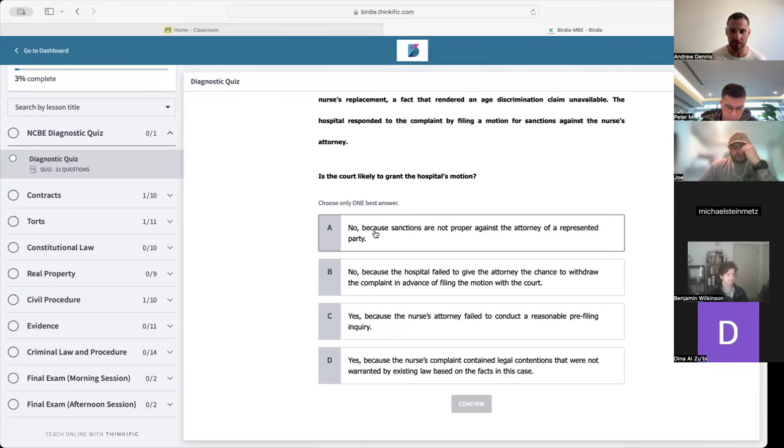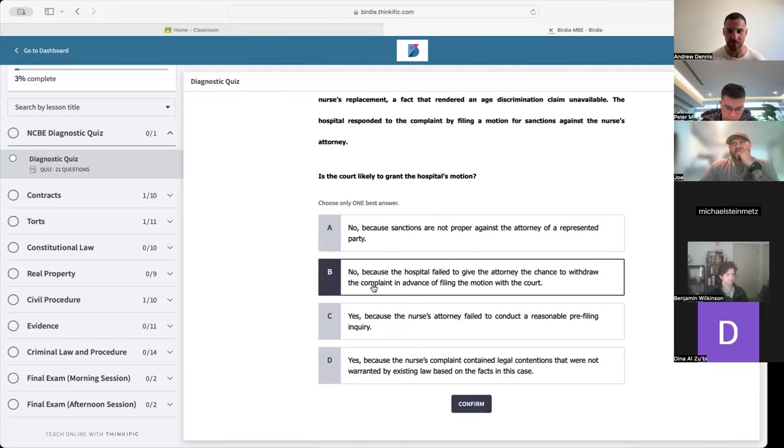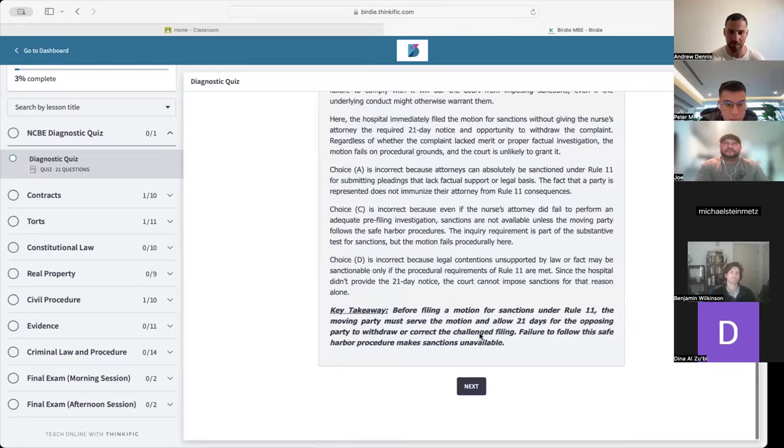No, because the hospital failed to give the attorney the chance to withdraw the complaint in advance of filing the motion to court. Yes, because the nurse's attorney failed to conduct a reasonable pre-filing inquiry. Yes, because the nurse's complaint contained legal contentions that were not warranted by existing law based on the facts in this case. I mean, D would be a good answer, right? C would be a decent answer, but here it's B because of the safe harbor provision.